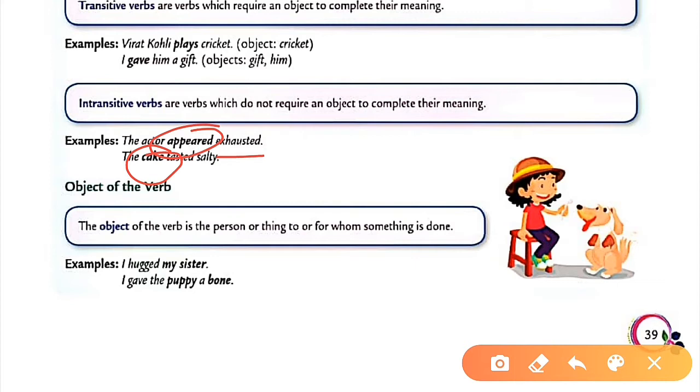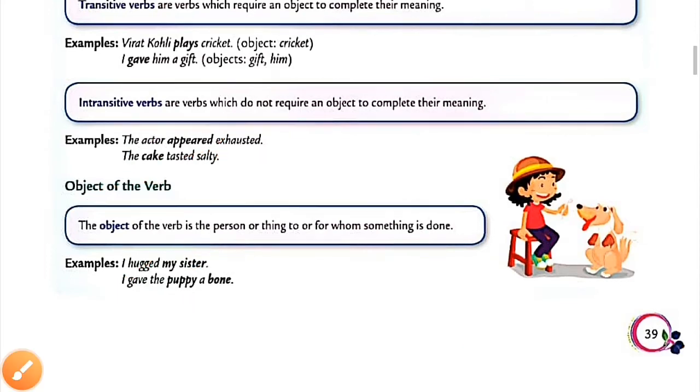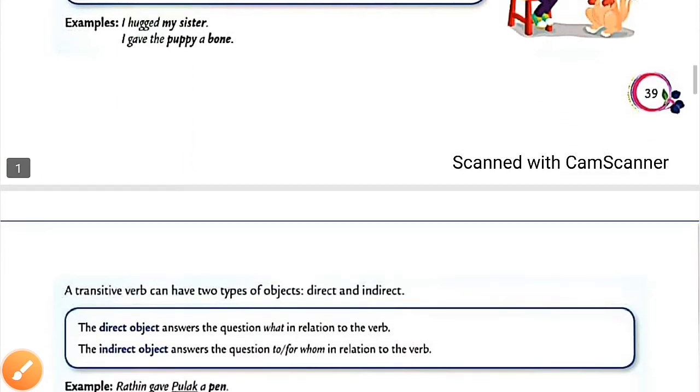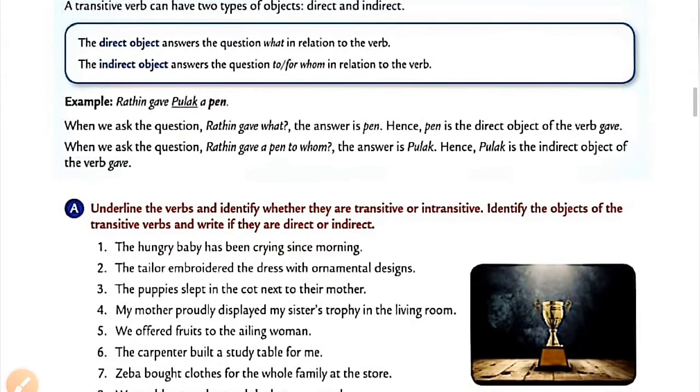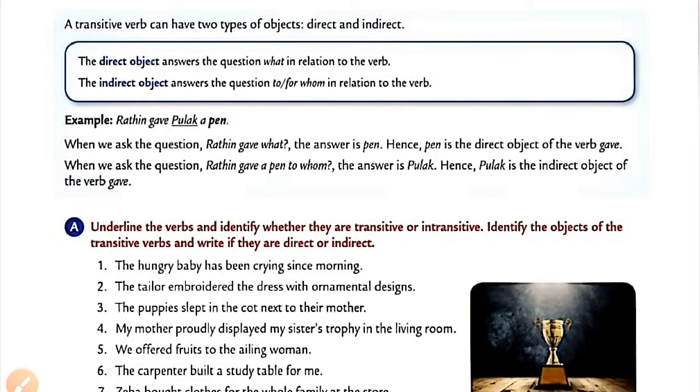Next, the object of the verb. What is an object? As we discussed, the object of the verb is a person or thing for whom something is done. I hugged my sister. Whom did you hug? Your sister. I gave a puppy a bone. Gave is your verb, and whom you gave is the puppy and a bone. So these are your objects. If there is an object, then it is a transitive verb, and if there is no object, then it is an intransitive verb.